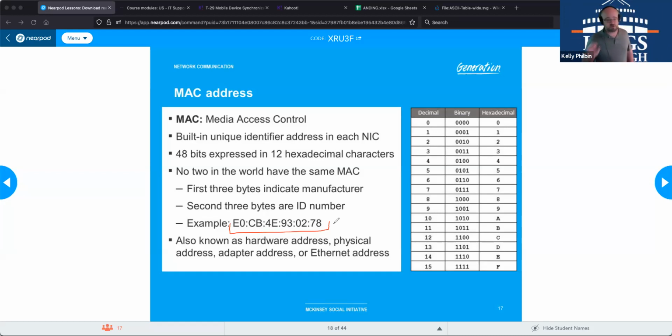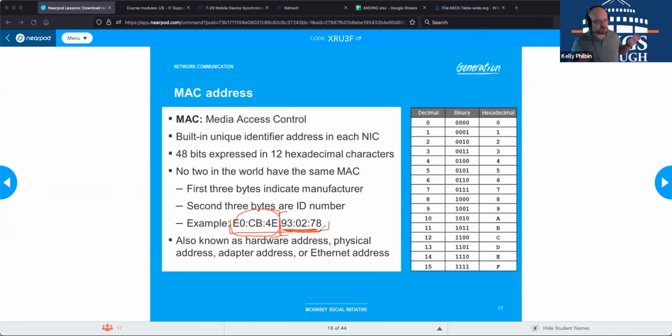It is broken up into 2 sections. So you have the first group of 3 and the second group of 3. This first group over here identifies the manufacturer who made it. The second 3 off to the right identifies your unique individual device. Are there duplicate MAC addresses out there? Yes.